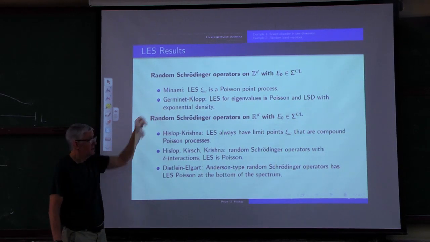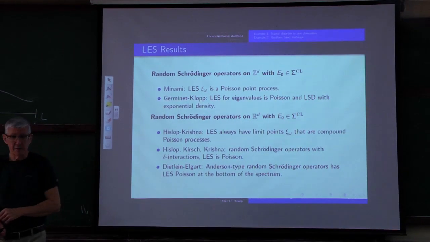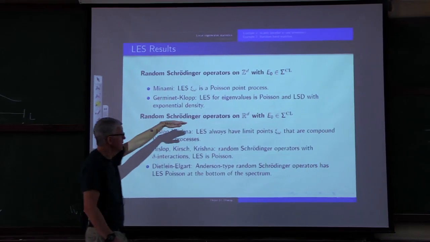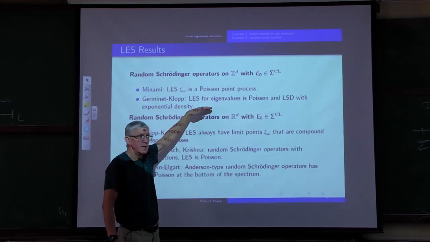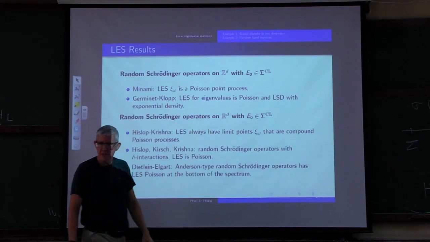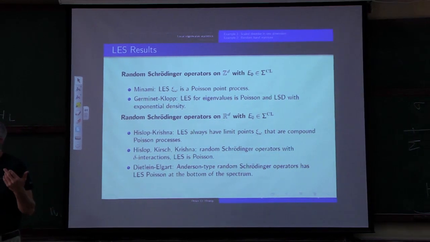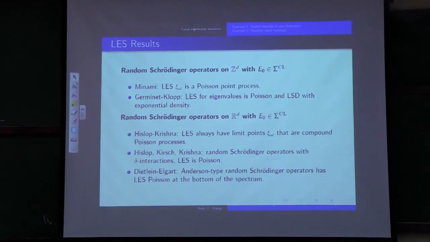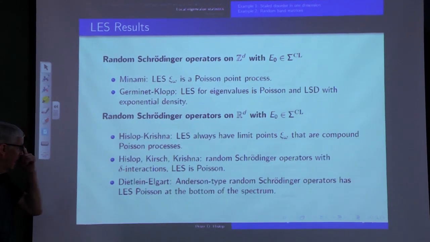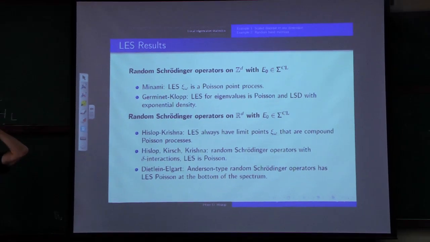This was refined in a very beautiful paper by Germinet and Klopp a number of years later. They reproved the Minami result using a different sort of interpretation of the localization regime that I'll talk about. And they also established that the level spacing density is an exponentially decaying function, as I showed you in the last graph. A few years later, my colleague Krishna and I looked at this question.